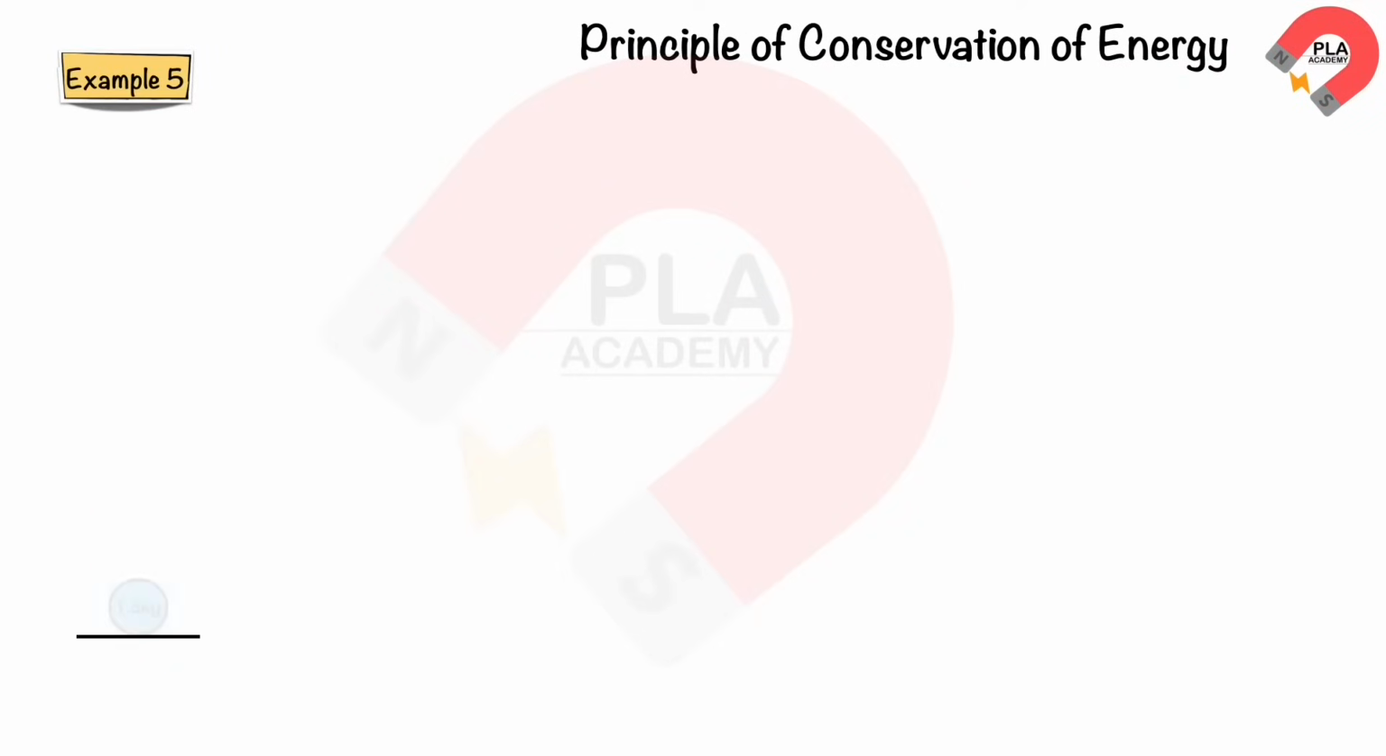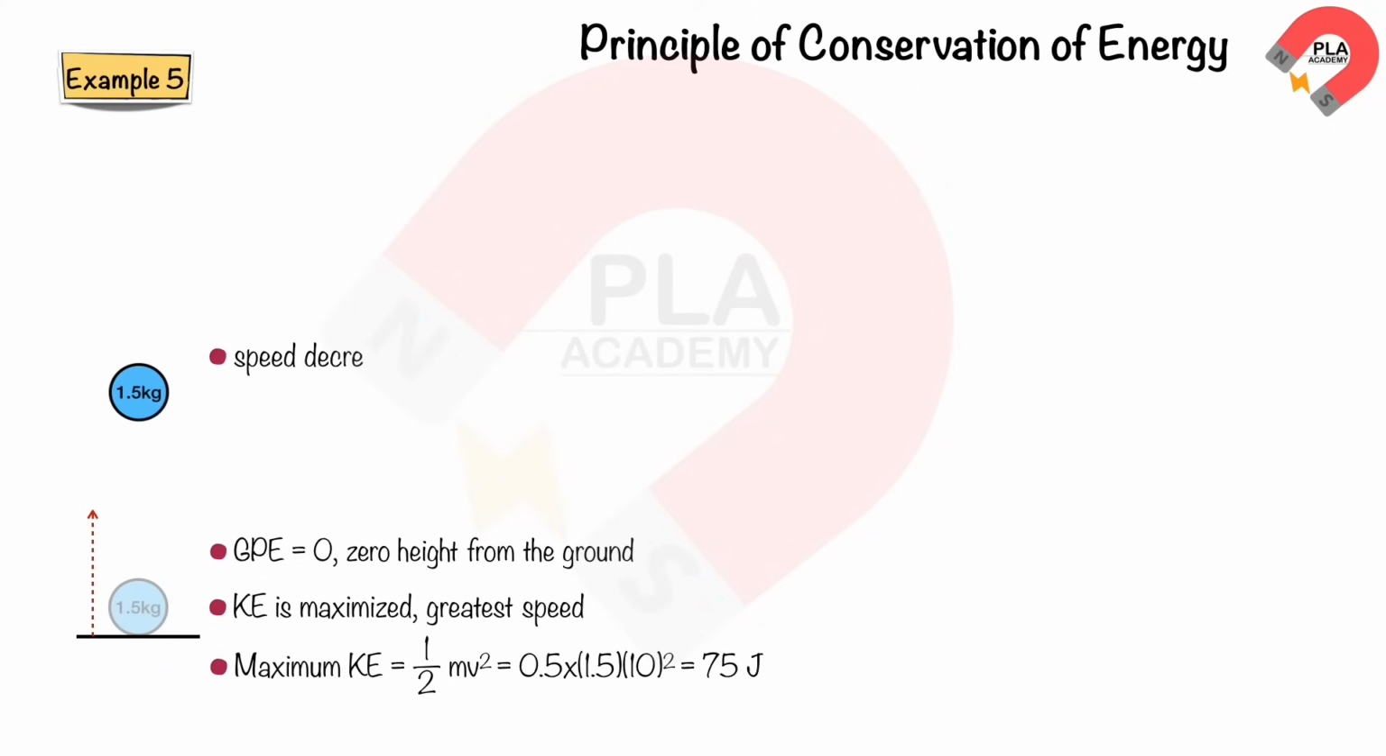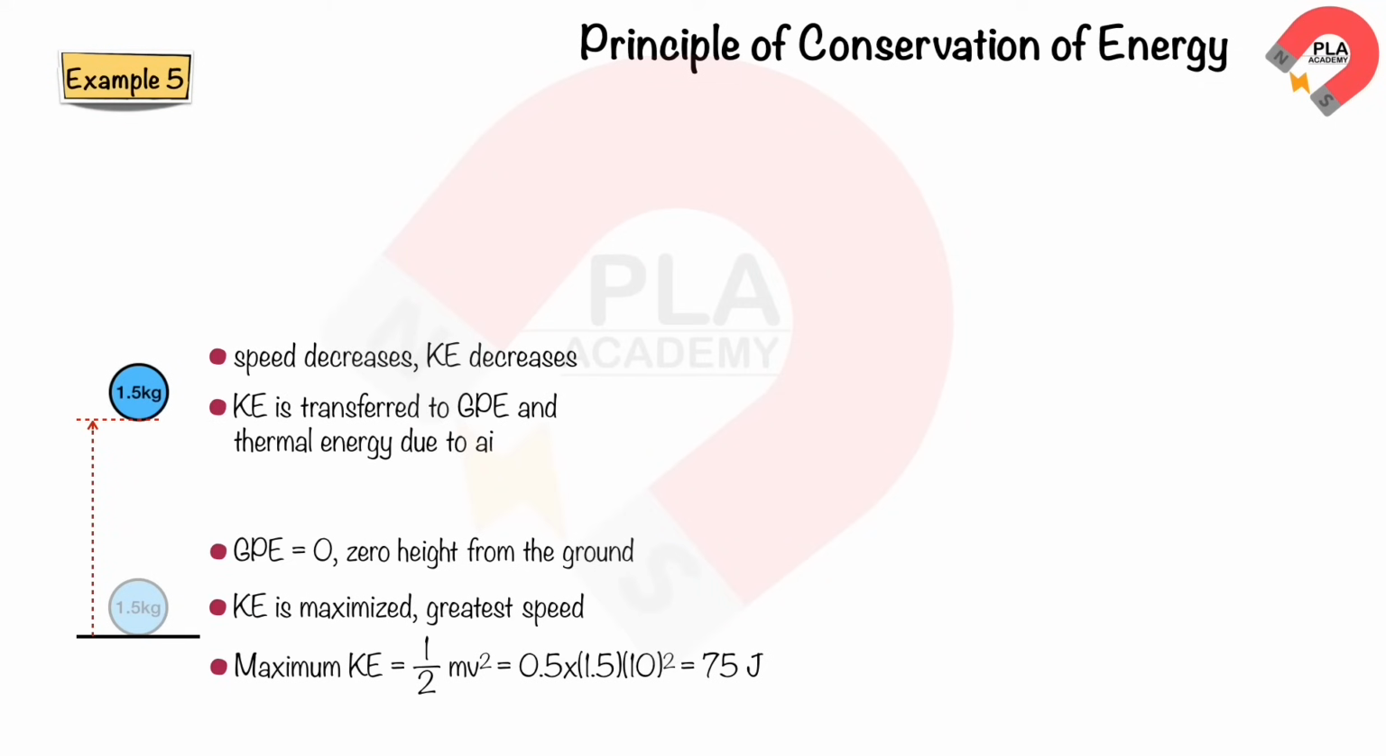In another scenario, let's assume a mass is thrown upward through the air with an initial speed of 10 meters per second. At the initial position, the mass has zero gravitational potential energy due to its zero height from the ground, while kinetic energy is maximized at the greatest speed. The maximum kinetic energy is half of 1.5 times 10 squared, which equals 75 joules. As the mass moves upward, its speed decreases, leading to a decrease in kinetic energy. This kinetic energy is transferred to gravitational potential energy and thermal energy due to air resistance.